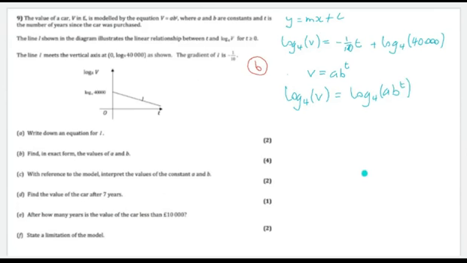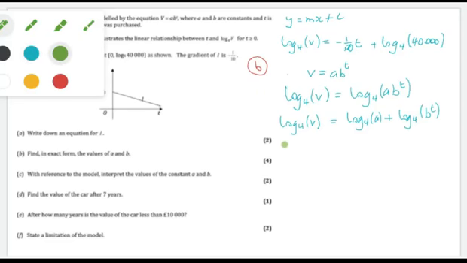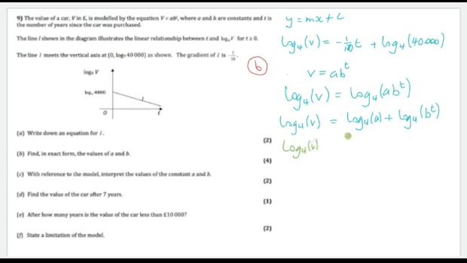Does that make sense? Then we have log to the base 4 of V equals, and then we can use our log laws to rewrite this as log to the base 4 of A plus log to the base 4 of B to the power of T. And then we can use log laws again to say this is log to the base 4 of V equals log to the base 4 of A plus T multiplied by log to the base 4 of B, using that log law where the T in the power becomes the coefficient of the log.